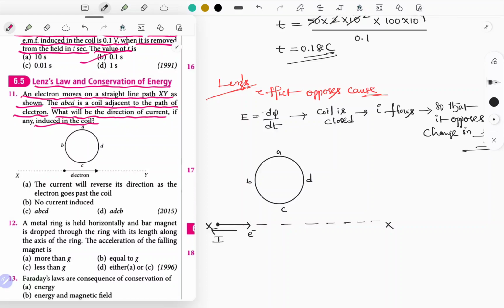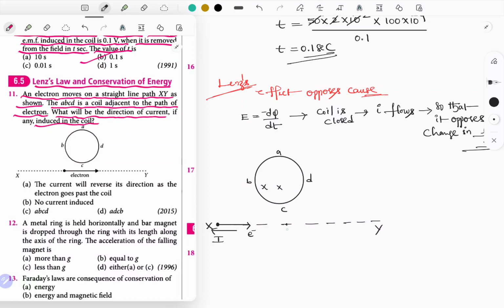So it's like a current carrying conductor. This loop is on the right side of the current direction. According to the right hand thumb rule, you can find out the direction of magnetic field here. As the electron is moving from X to this position, let's say point C, what happens to flux linkages? Increases or decreases? Yes, it will increase. As the electron is moving towards the right, flux linkages increase.